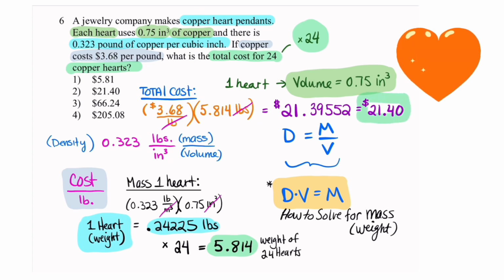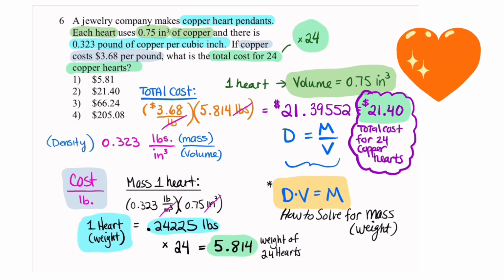$21.40 is the total for 24 copper hearts. That's going to be choice 2 in our multiple choice selection here. Look at the amount of work that a multiple choice question requires so that you are prepared to bring this to the exam yourself.